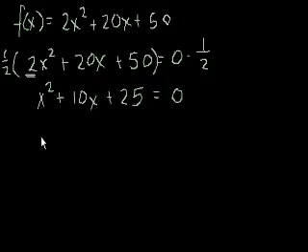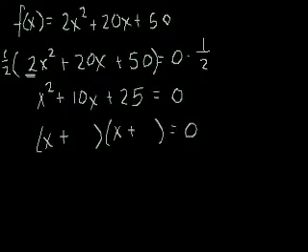Now we're ready to do what we did before, and you might want to pause it and try it yourself. We're going to say x plus something times x plus something is equal to 0. And those two somethings should add up to 10, and when you multiply them, they should be 25. Well, think about the factors of 25. You have 1, 5, and 25.